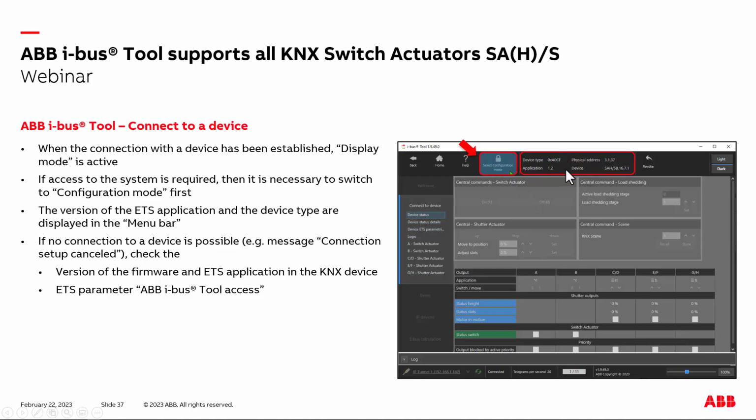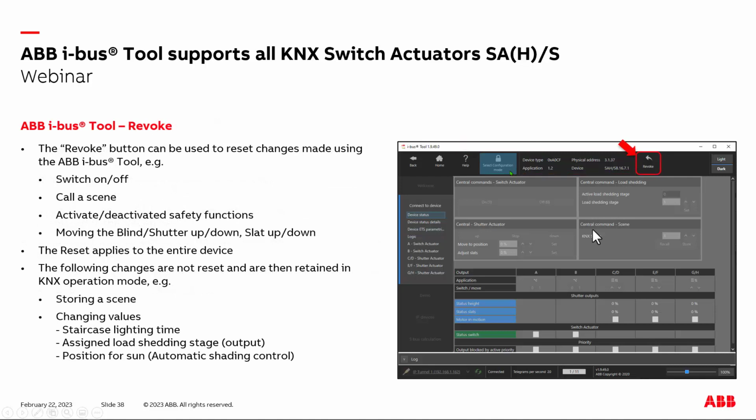And here you can read, for example, more details of the device, like the device type or the application version 1.2, the individual address, and what it is, like here, for example, my Combi actuator. Good, that's what I would like to show you live.